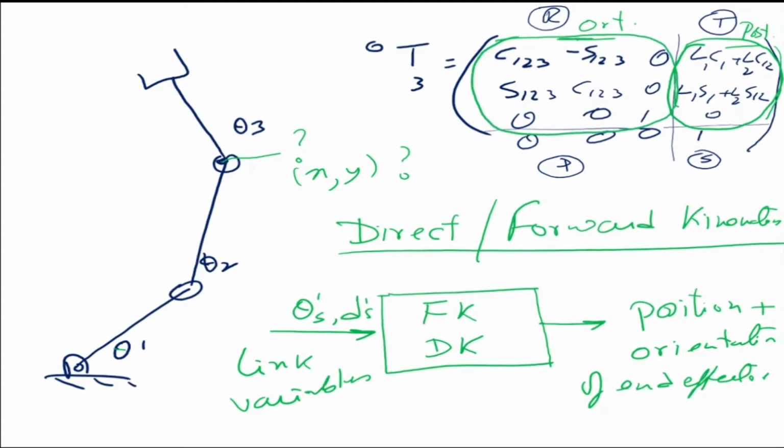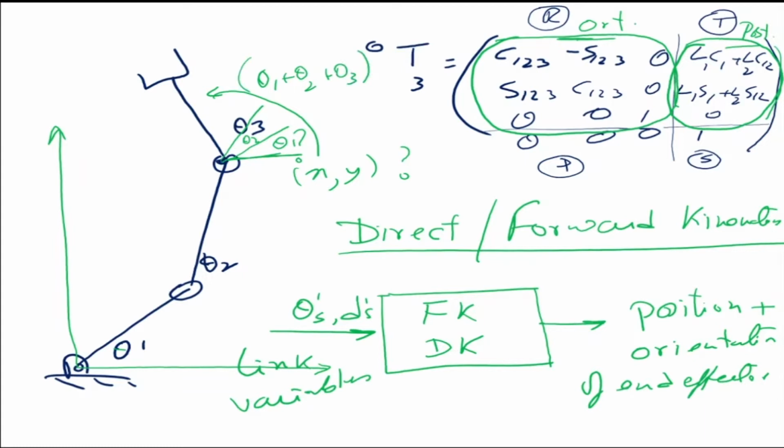So what does this tell me? You can see here it is cos of theta 1 plus theta 2 plus theta 3. So the orientation of the end effector is the sum of theta 1 plus theta 2 plus theta 3. This is my x-axis, that's my y-axis. This is my horizontal, so this is my theta 1, that's my theta 2, and theta 3. So this total is theta 1 plus theta 2 plus theta 3. So that is the orientation of the end effector.